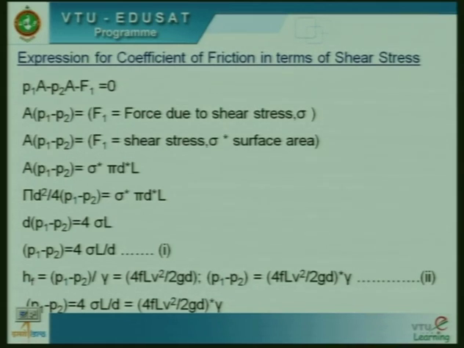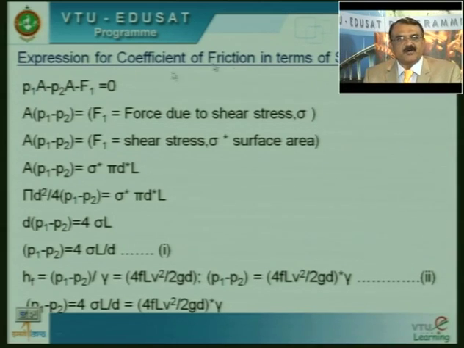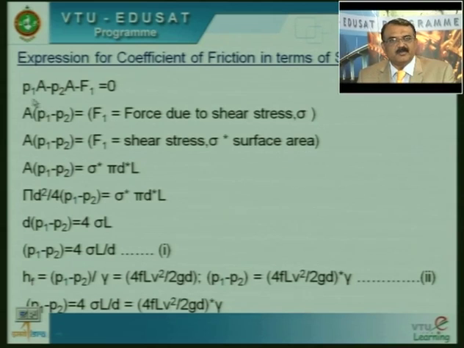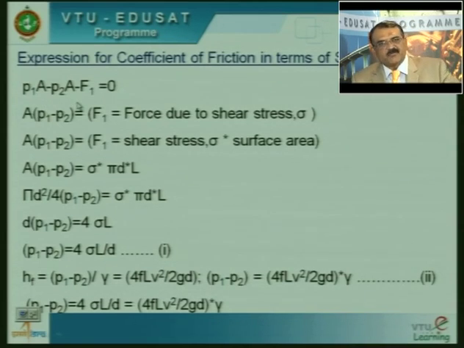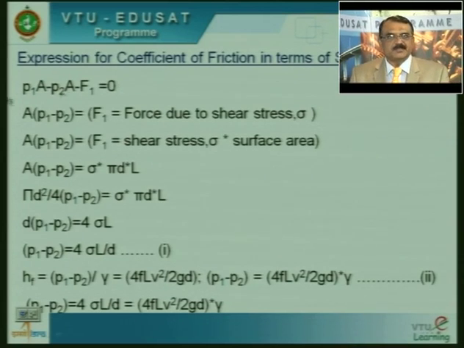So, suppose I want to calculate this f in terms of shear stress, how to do that? For that, you consider the same equation we derived for the Darcy-Weisbach equation. Remember there are three forces acting on the control volume: the pressure force at section 1, the pressure force at section 2, and the frictional resistance. Up to this, follow the same steps as for the Darcy-Weisbach equation. From here afterwards, you keep these two terms on the left hand side and push this F1 to the other side. Now, A into P1 minus P2 is equal to F1.